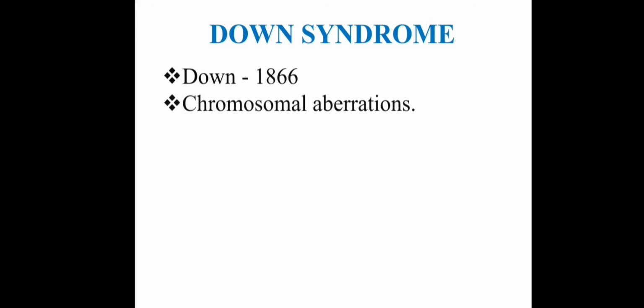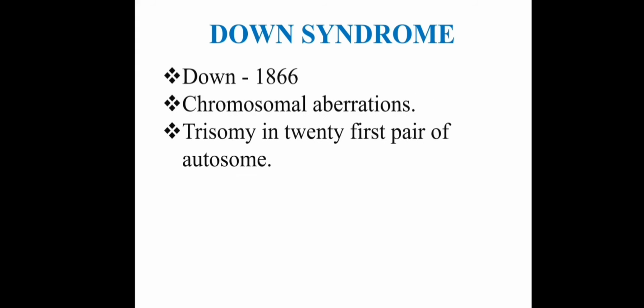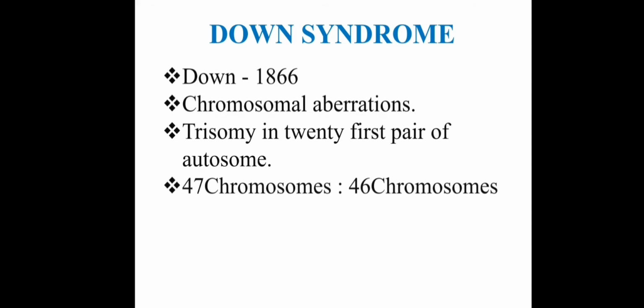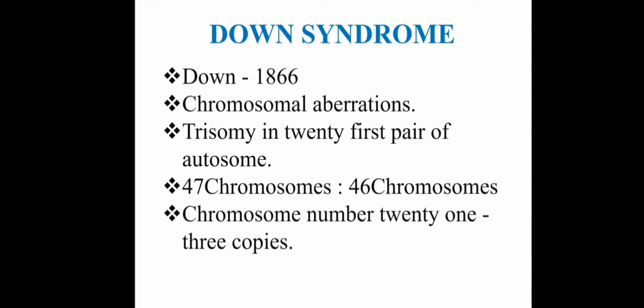This abnormality was described by Down in 1866. It is caused by chromosomal aberrations. This is due to trisomy in the 21st pair of autosomes. Down syndrome is due to 47 chromosomes instead of 46. Chromosome number 21 is represented by 3 copies. It is caused by autosomal aneuploidy. Hence, the chromosomal makeup is 21AA plus A plus XX.